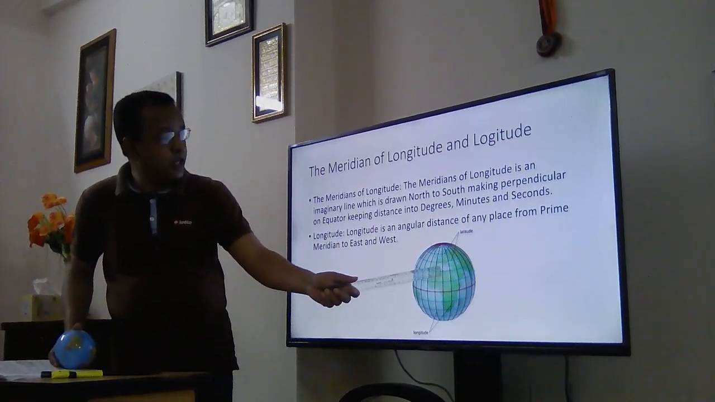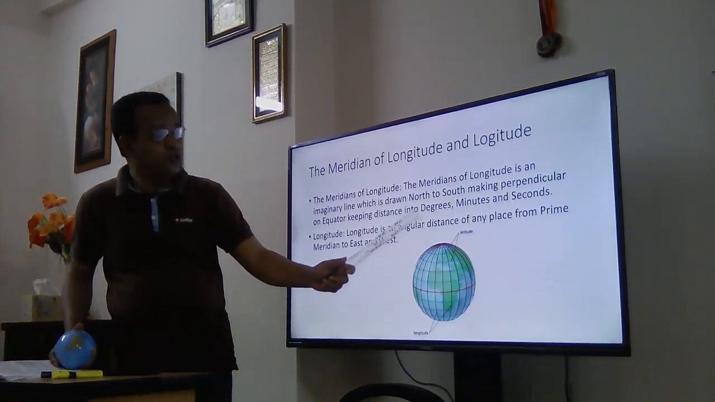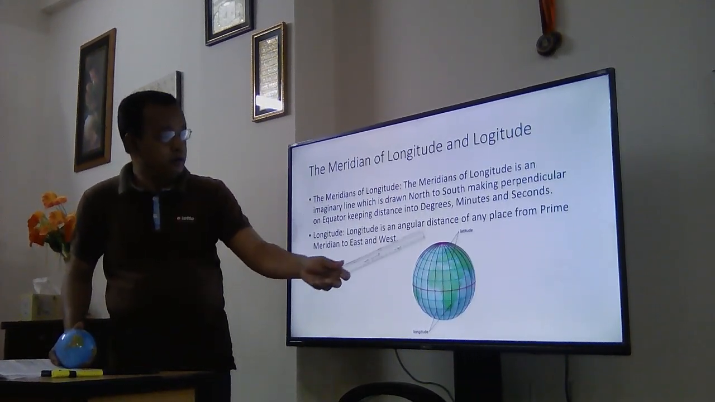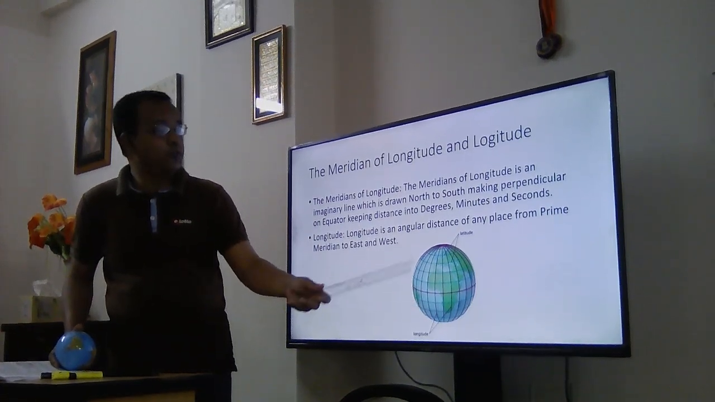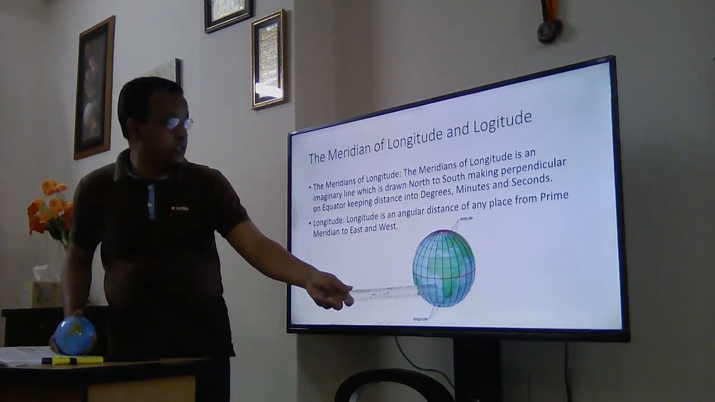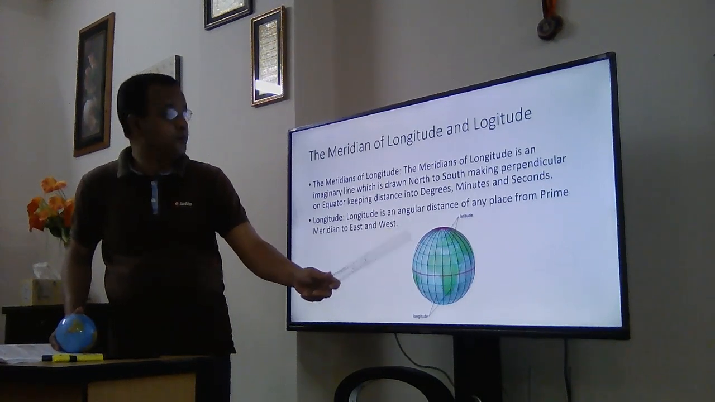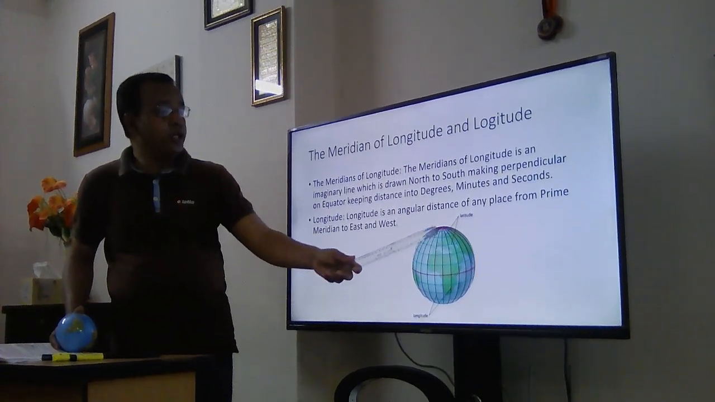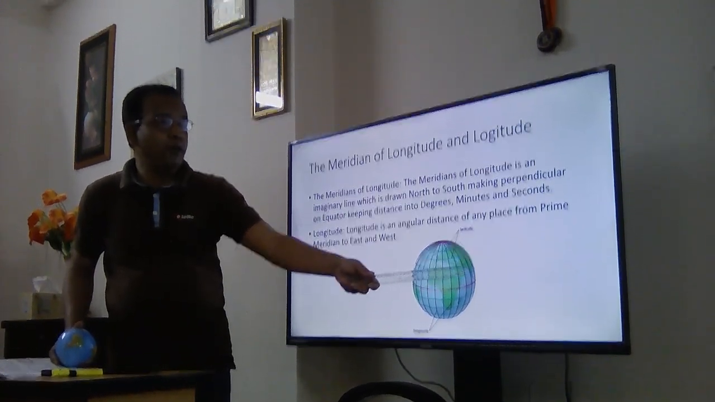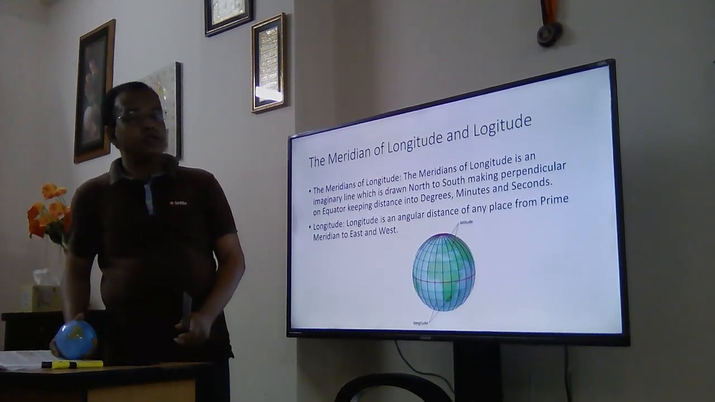If I suppose this line is the prime meridian, any line you draw from north to south will divide the earth into two equal parts. But we can suppose any line as 0 degree, the prime meridian. Next topic you will see this one. When you are measuring angular distance as longitude, your base is the prime meridian. Longitude is the angular distance of any place from the prime meridian to east or west, but latitude is from the equator to north or south.